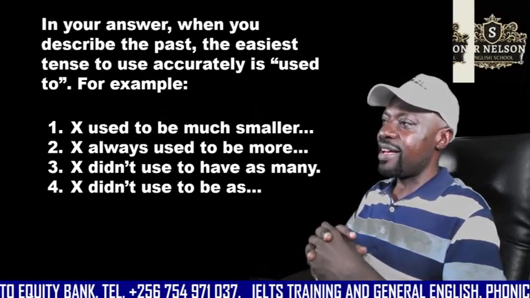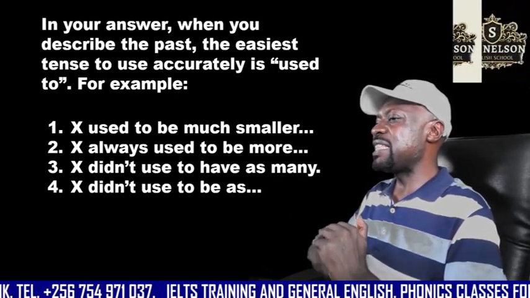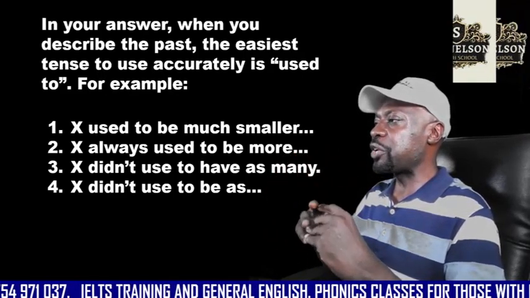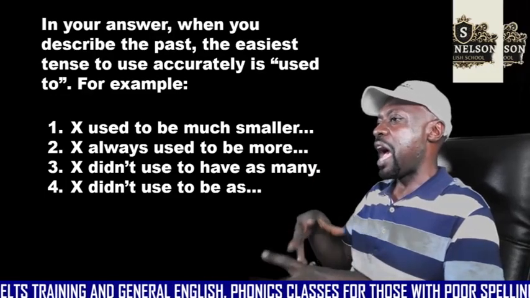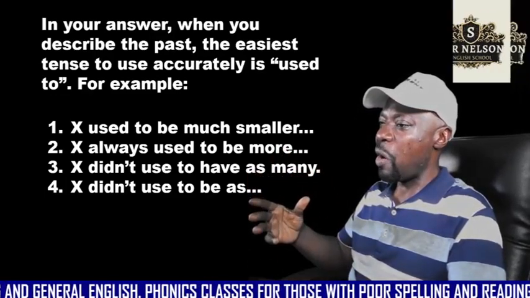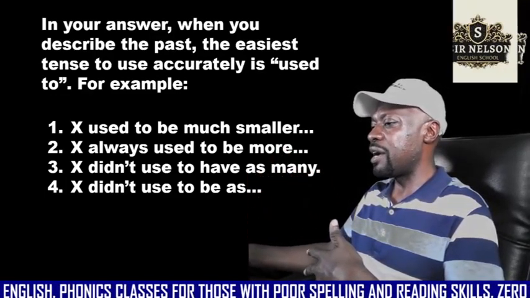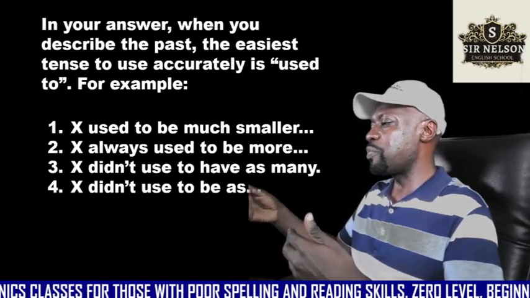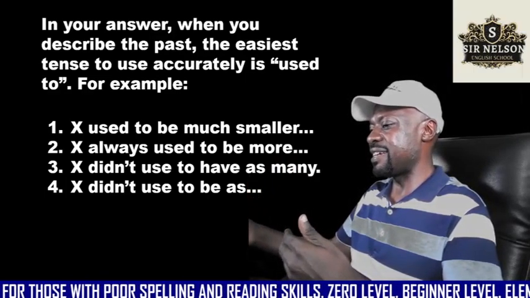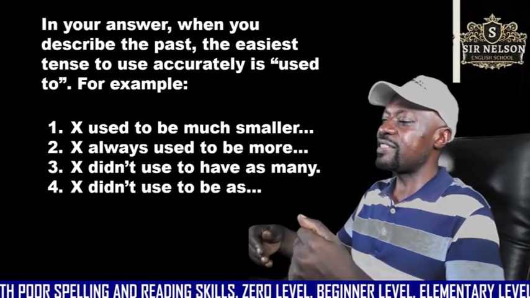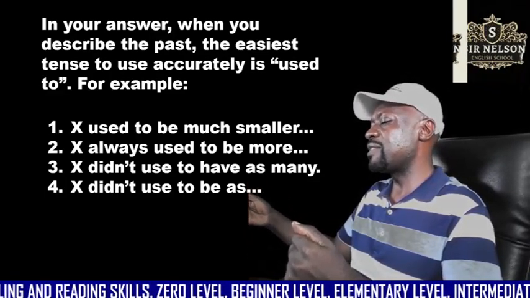In your answer, when you describe the past, the easiest tense to use accurately is used to. In the past, X used to be much smaller. X always used to be more, and then you add the details. Or the negative, X didn't used to have as many of this, and you add some details.